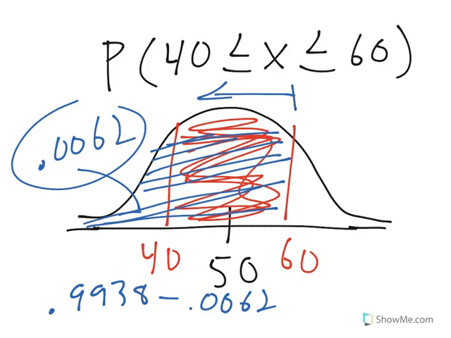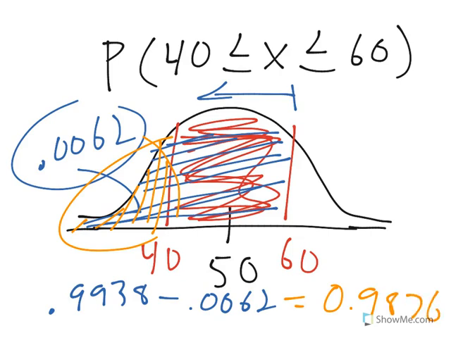And then less than 40 is this piece. Well, you can see we counted that area kind of twice, right? So if I take that piece out, I'm only going to be left with the red. So if I subtract these two numbers, I get 0.9876. So that's kind of how a lot of the things we're doing this week work.